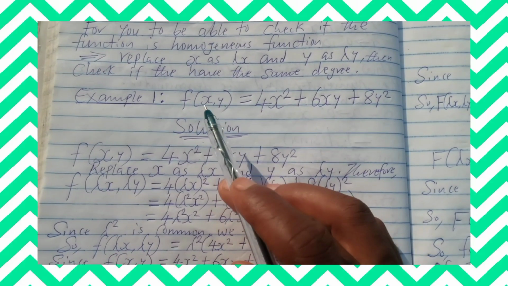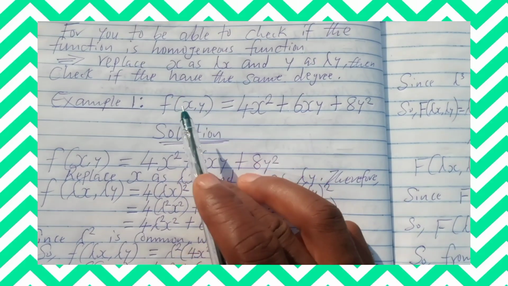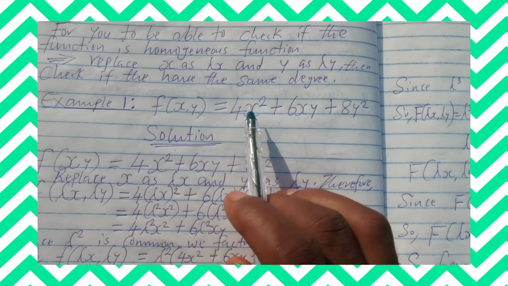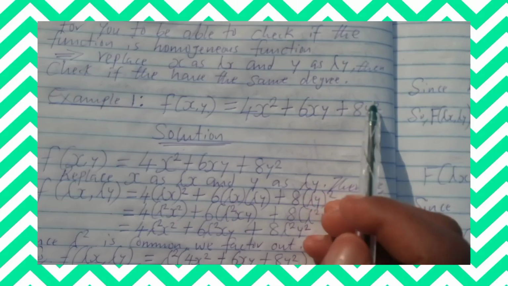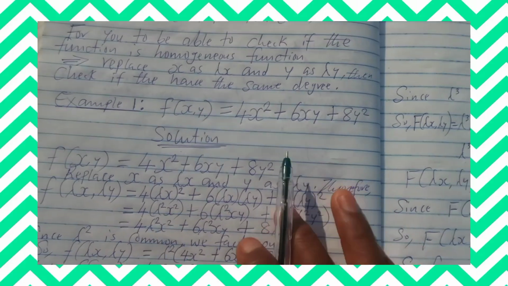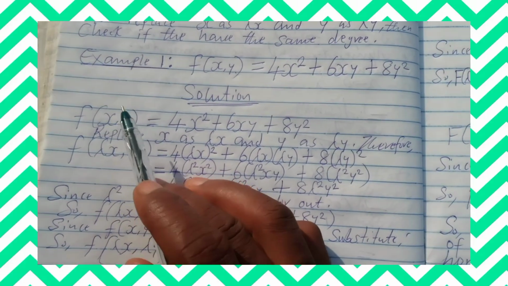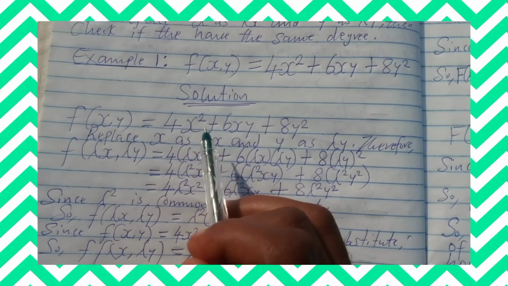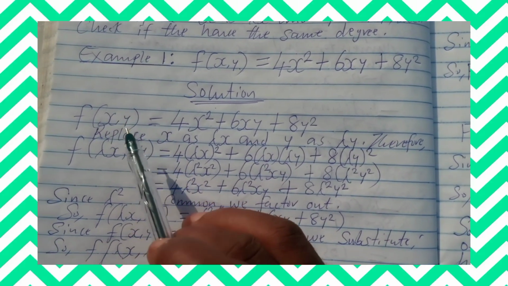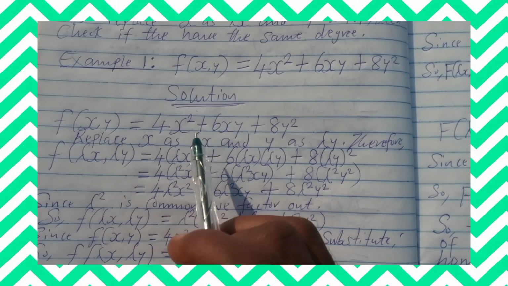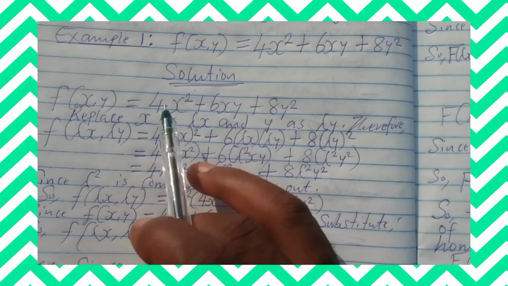We have f of x comma y, which is the function of x and y, equals 4x square plus 6xy plus 8y square. So how are you going to find the homogeneous function? For us to find this, given f of x y equals 4x square plus 6xy plus 8y square, anywhere we see x, we replace it with lambda x, and anywhere we see y, we replace it with lambda y. This is how to solve this homogeneous function.